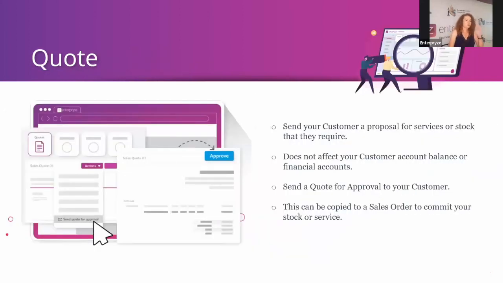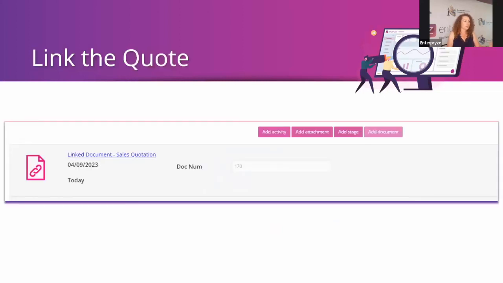So just in terms of your prospects, I just wanted to give you a quick overview on the quote side. When you're sending your quote to the customer, it's a proposal for the service that they might require. It does not affect the customer or prospect account balance or financial accounts. It has no effect on the system. You can send it for approval to your customer, and then of course you can copy it to a sales order to commit. I wanted to show you here where you can then link up that quote.